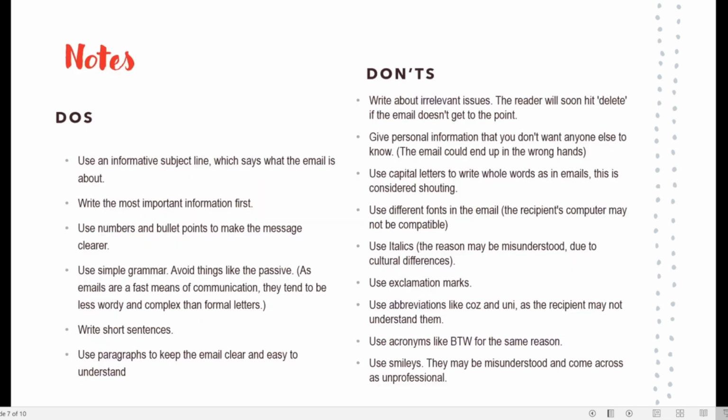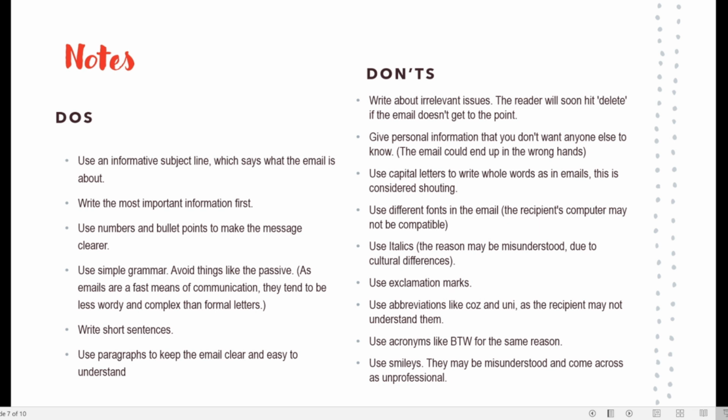All right. Last but not least is the additional information for you whenever you want to compose an email, especially a formal email. The left one contains some notes for you whenever you want to write a formal one. Then the right one is some notes on what you might avoid when you compose a formal email.